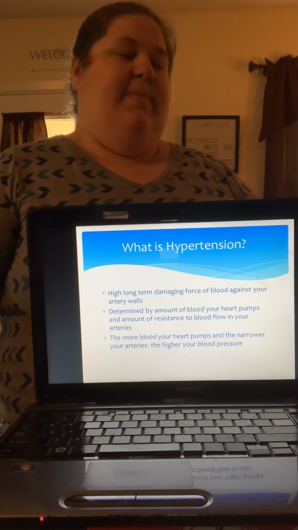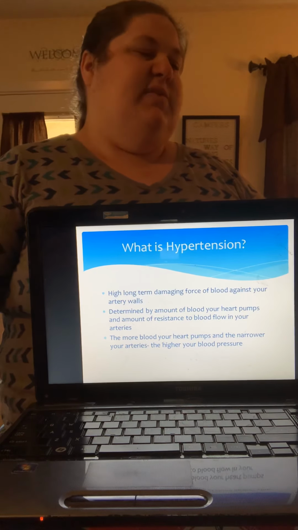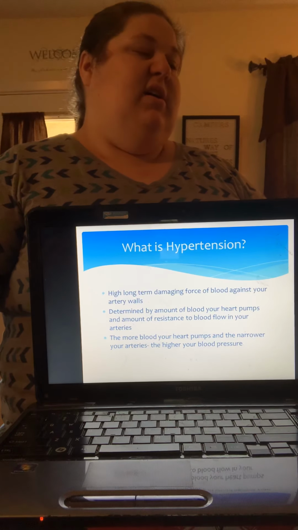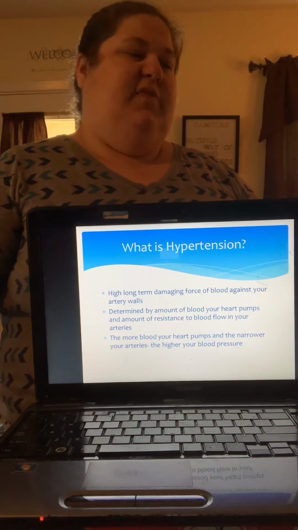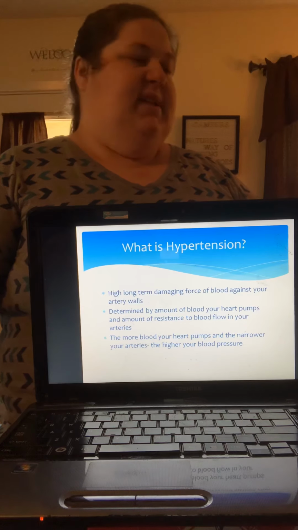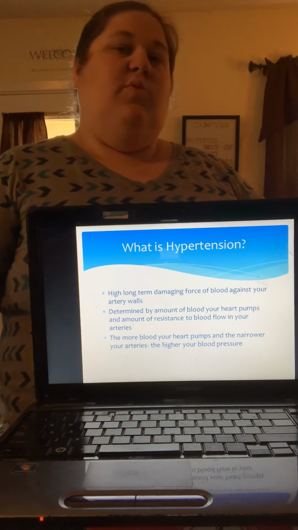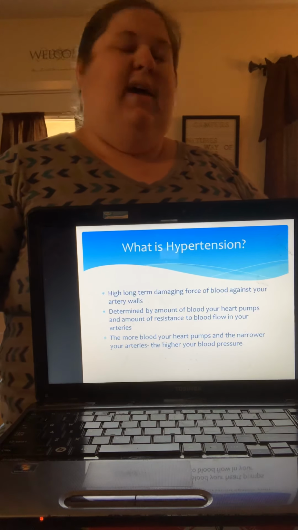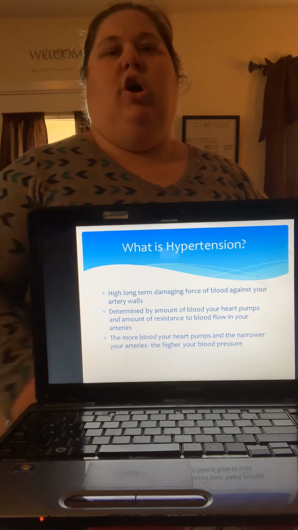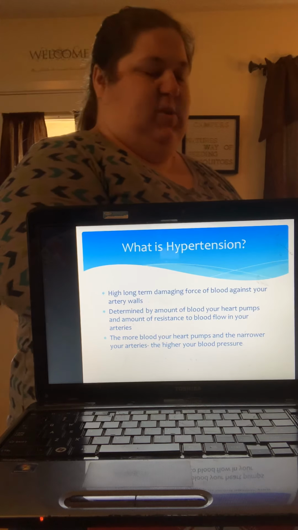Hypertension is determined by the amount of blood and the amount of resistance that your blood flow in the arteries has to come against. Also, the more blood your heart has to pump and the narrower your arteries, the higher your blood pressure is going to be.